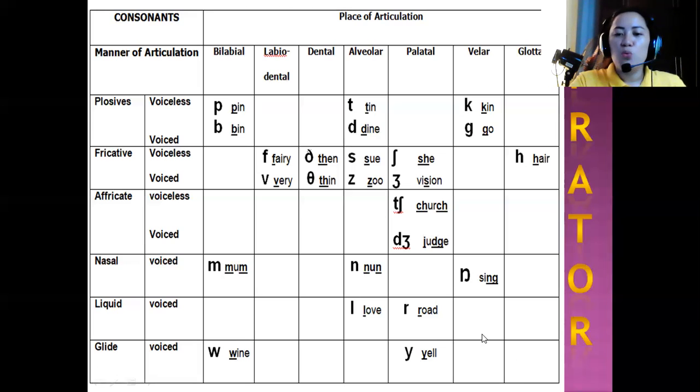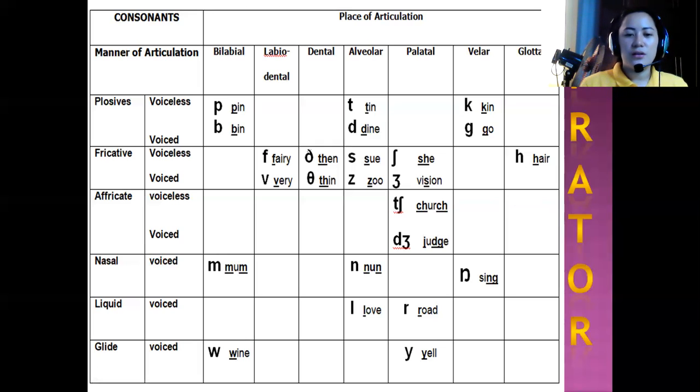Next, we have the word sing. This is the symbol for ng. Take note of this. This is a very unique symbol. Sing. I really feel my velum. How about you? We also have here this sound, which is voiceless, like in the word her. It's not hair. You will not pronounce this word as hair. This is her.